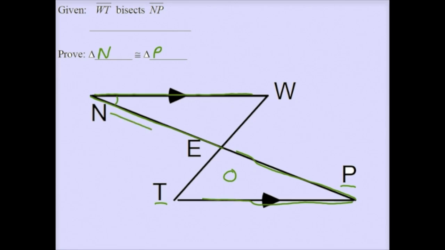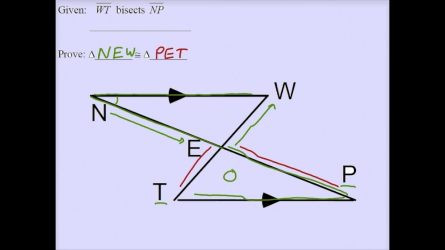If we go from N to E and end up at W, then again, we can start at P, head toward E, end up at T. So please also note that we have these arrows on segment PT and on segment NW, and those arrows indicate parallel lines. So that's other given information. NW is parallel to PT.